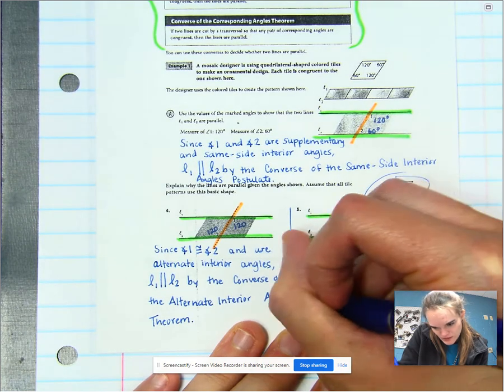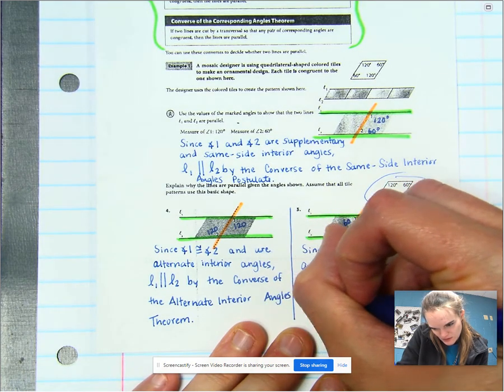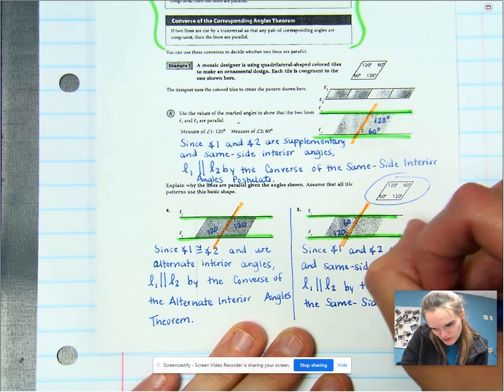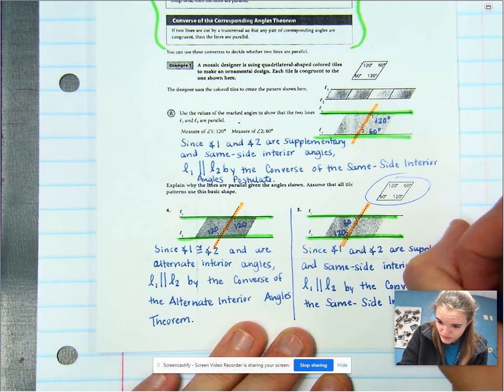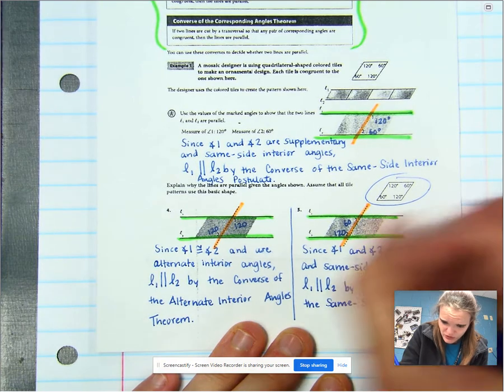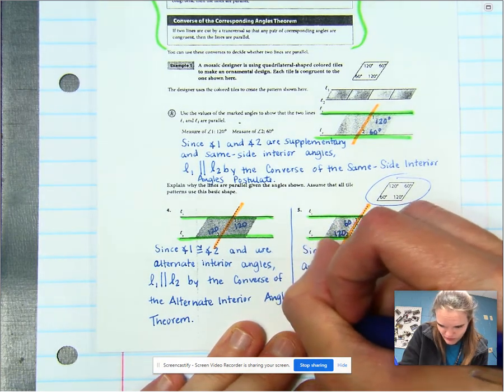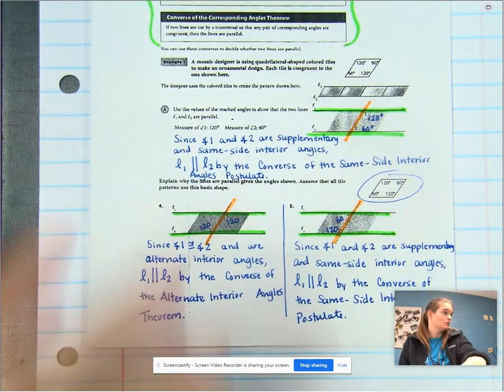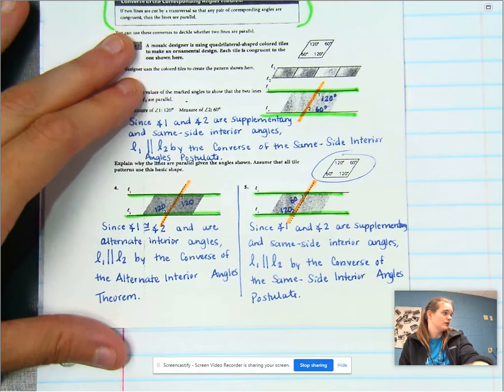of the same side interior angles postulate. You didn't know that geometry was English class, did you? It's just proving. That's what we're proving. We're not actually doing a full-blown proof. We will later, but that's not what we're doing.